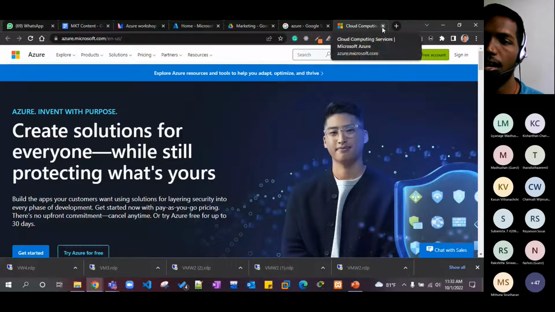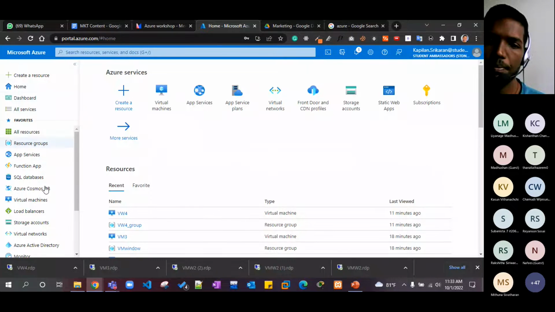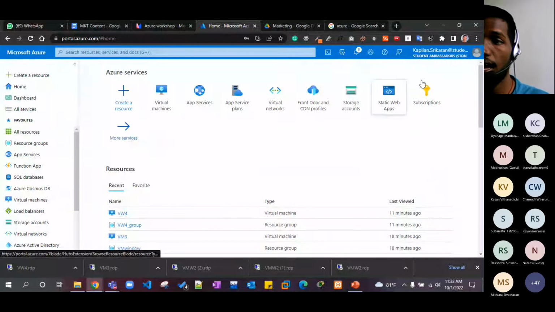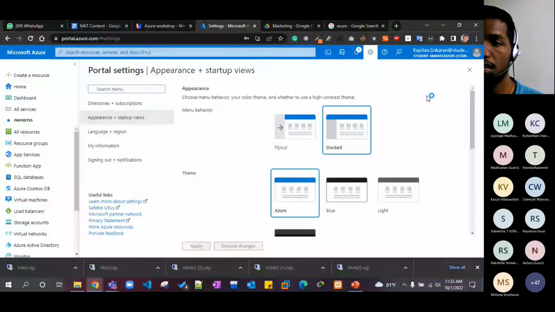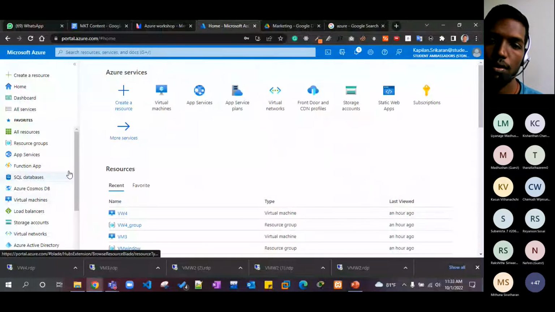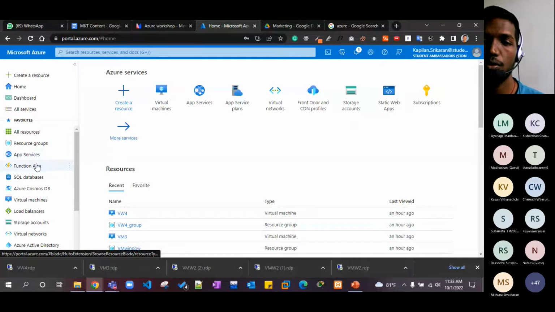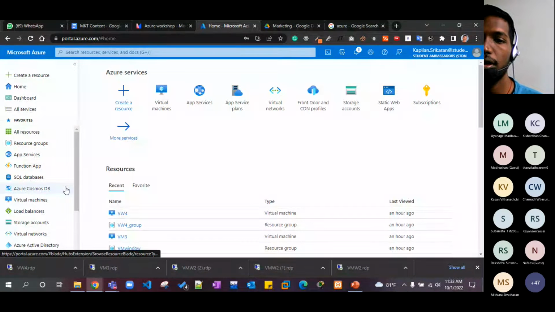After that, you can get an interface like this. Sometimes you don't have an interface like this, so this bar doesn't show. If you want to get this kind of interface, you can go to the settings, startup view, and the Docker option. You can click this one and you get this. This sidebar is very useful. You can add your frequently used services as favorites here and use them anytime. So this is a quick access for the services, right?